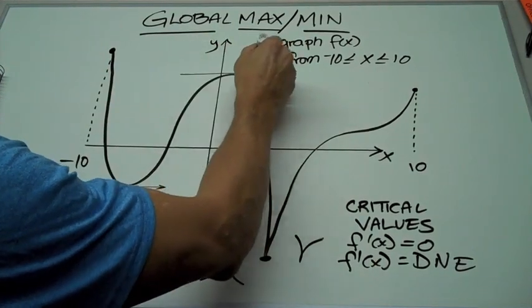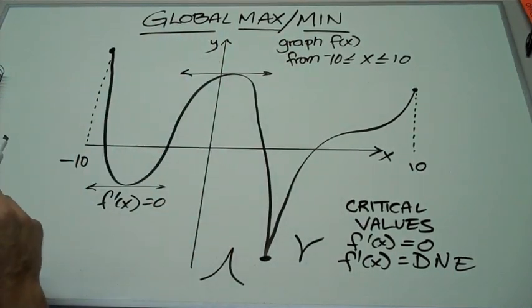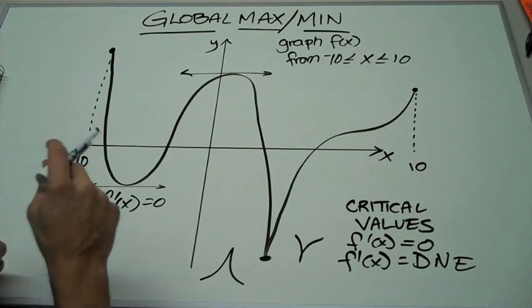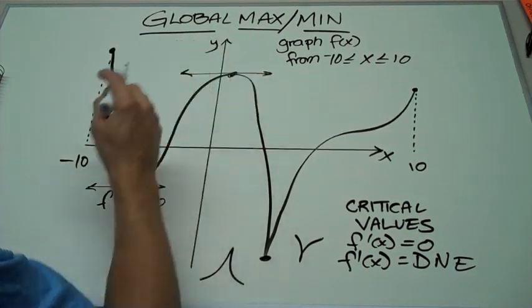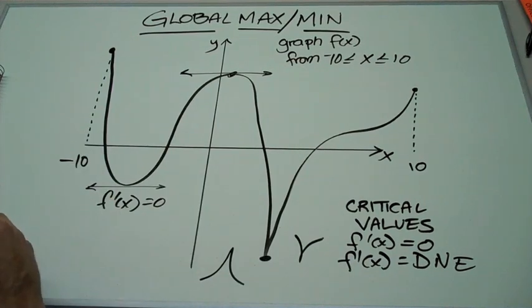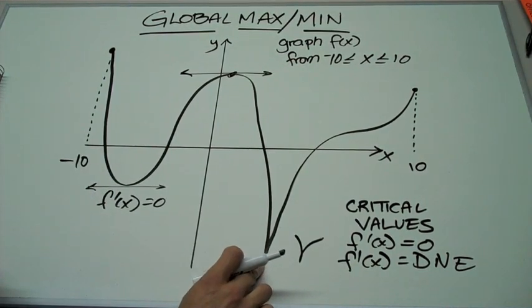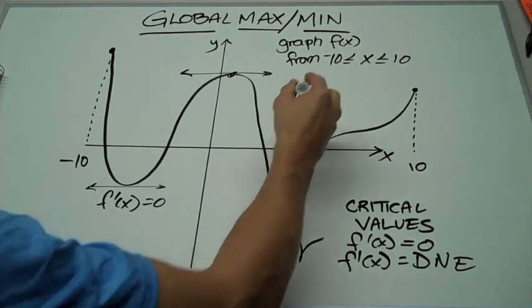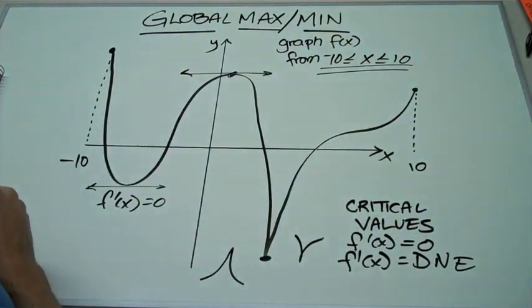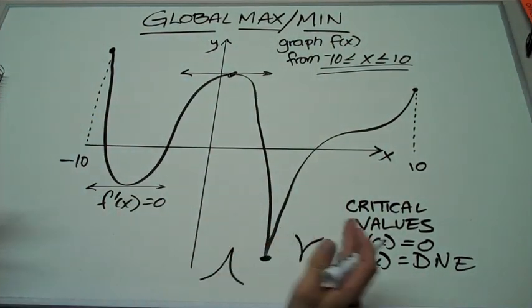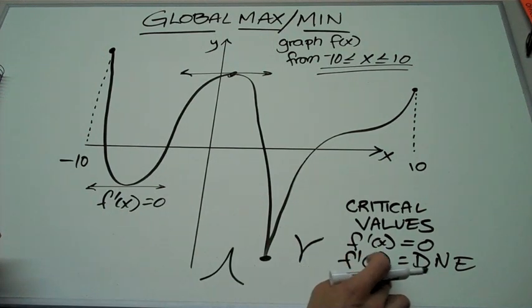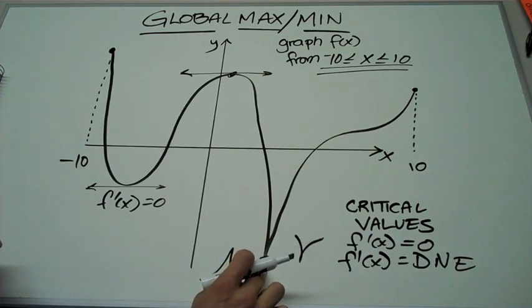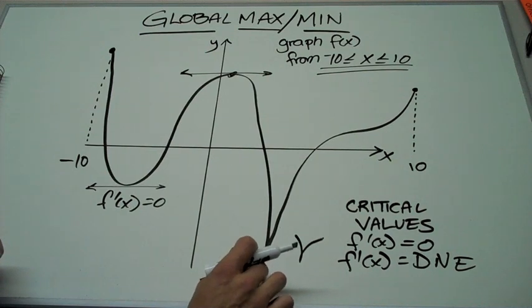Here, we have a local max. It's not the highest point of our graph because we've got another point that's higher. It's a local max right here. And again, we see our derivative is equal to 0. Here we have what's called a global minimum. If we restricted our domain from negative 10 to 10, over this domain, we have another spot where the f dash of x does not exist. We have a cusp here. And this will yield a global minimum.